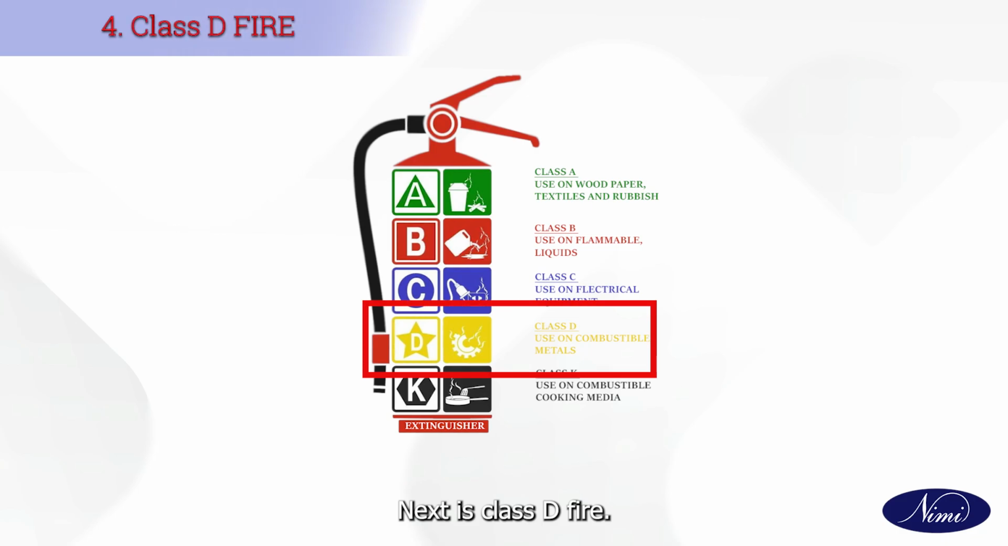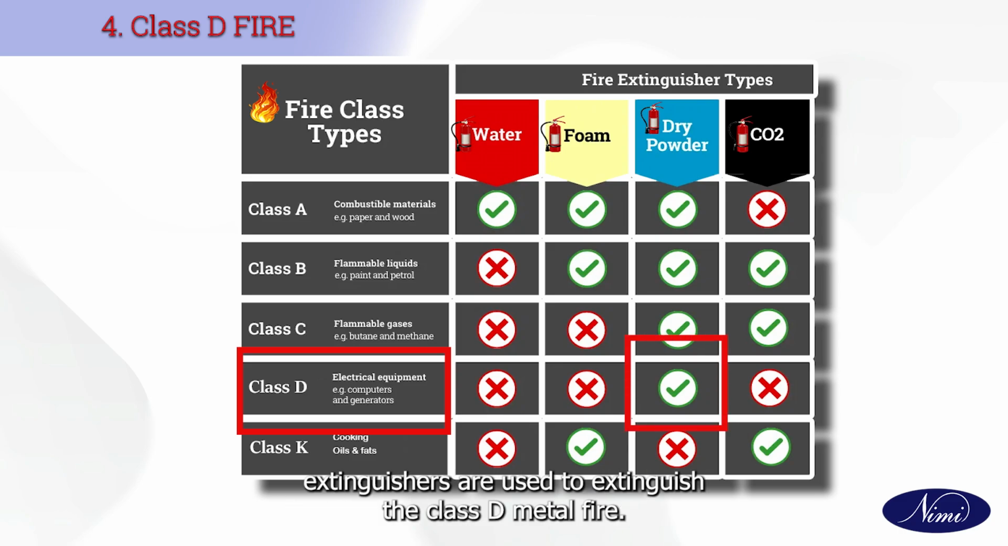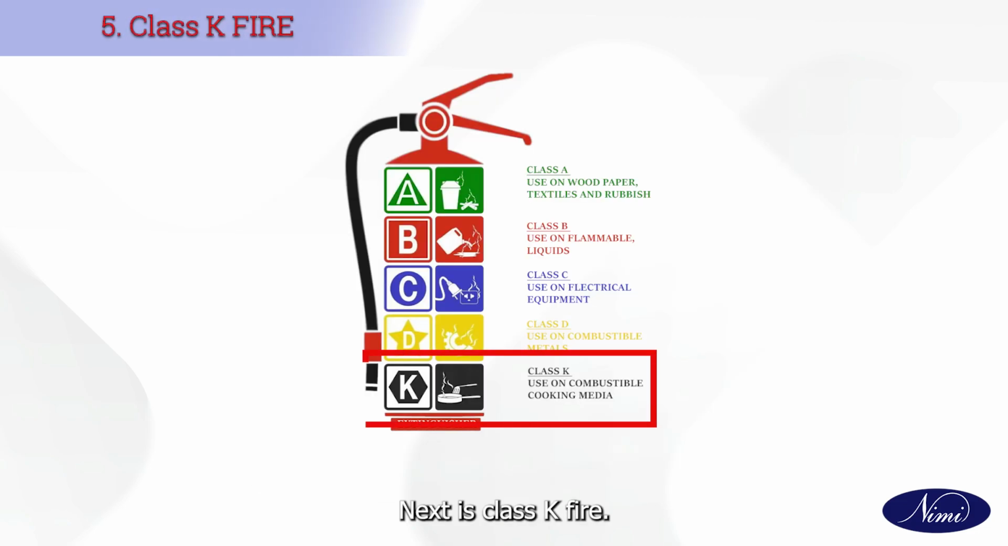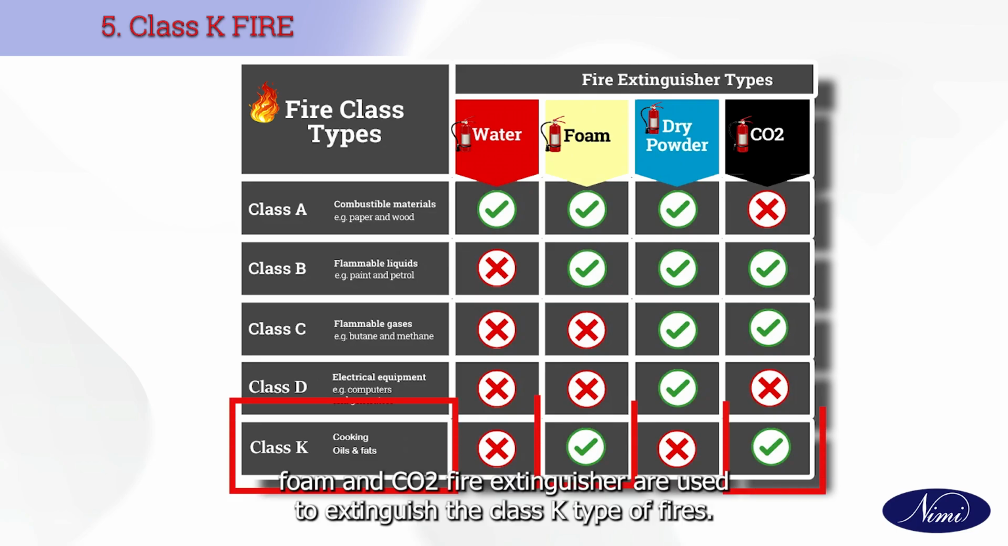Next is class D fire. The fire involving combustible metals like magnesium and aluminum is called class D fire, and dry chemical powder extinguishers are used to extinguish the class D metal fire. Next is class K fire. The fire involving cooking oil, which occurs normally in the kitchen. Foam and CO2 fire extinguishers are used to extinguish the class K type of fires.